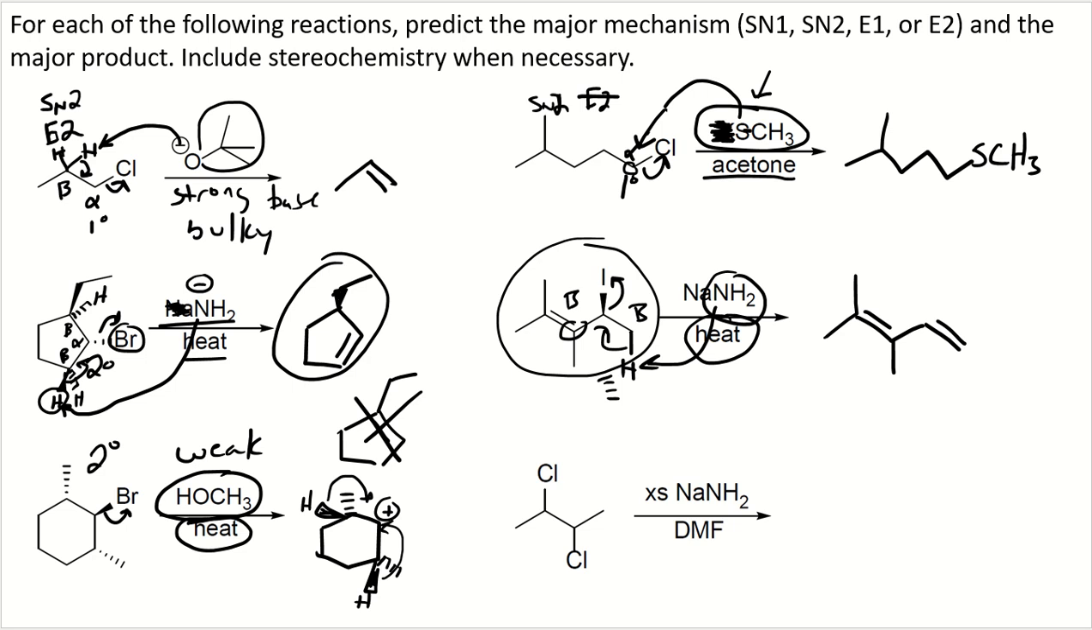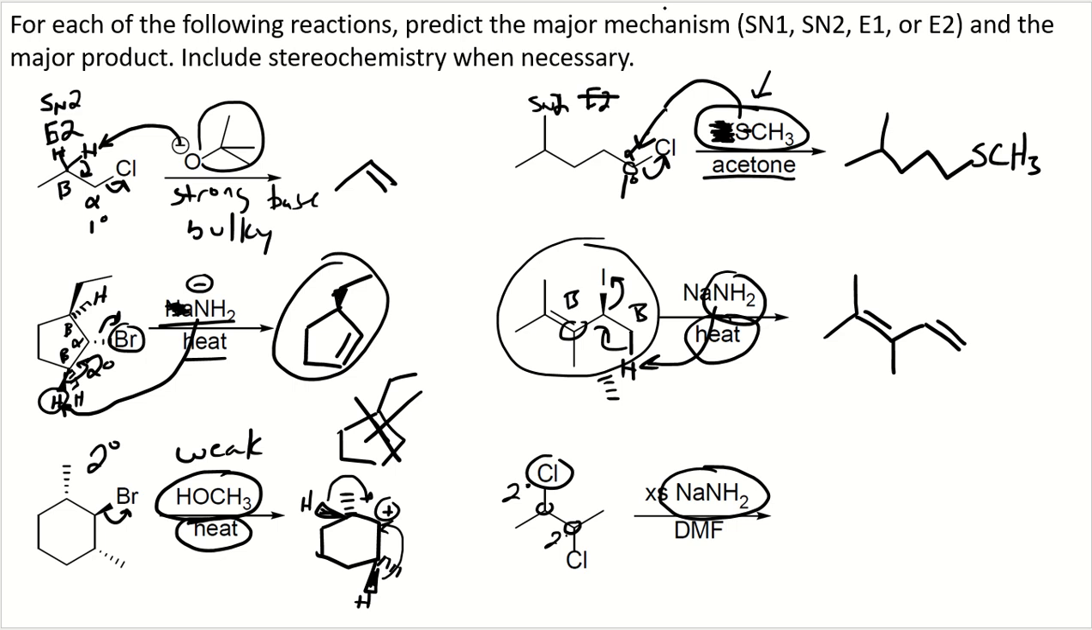So now that I got some space here, let's go ahead and do the last example. We're going to add excess NaNH2, which again is a strong base. We have these secondary positions, and that means we can do anything really, but because we have a strong base, we're going to do E2. Now also, notice that these two carbons have leaving groups attached. They each have leaving groups.